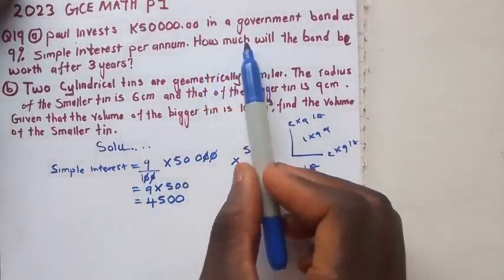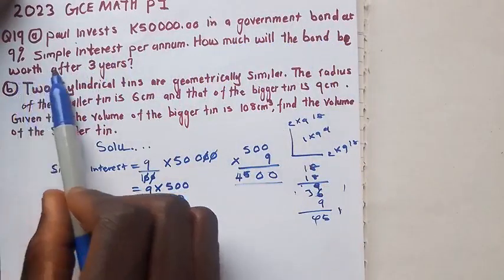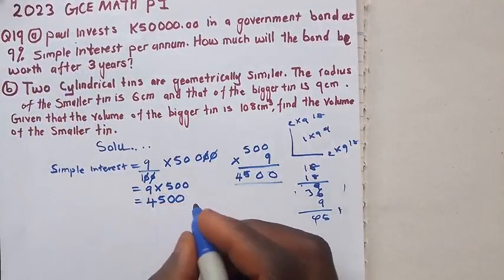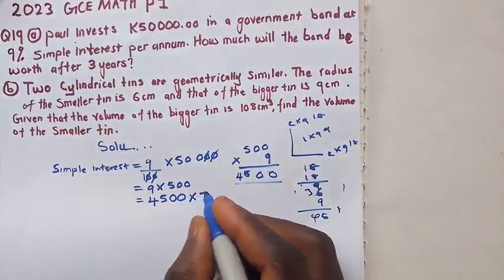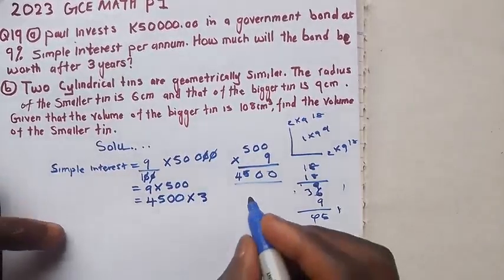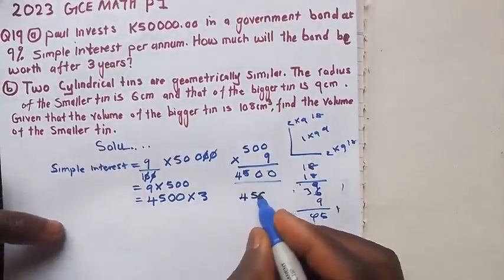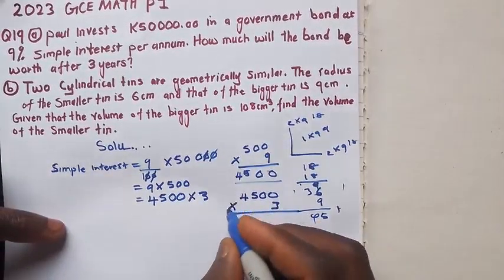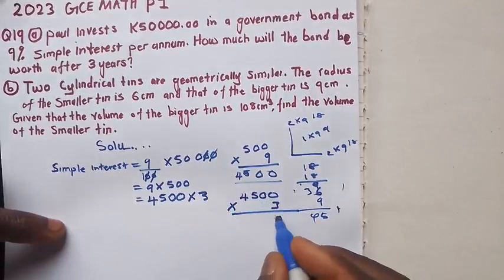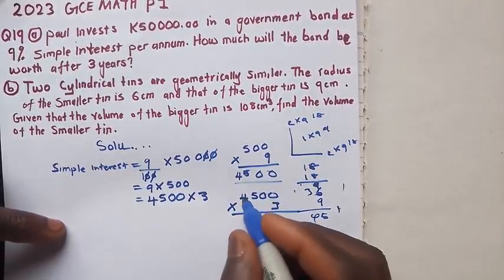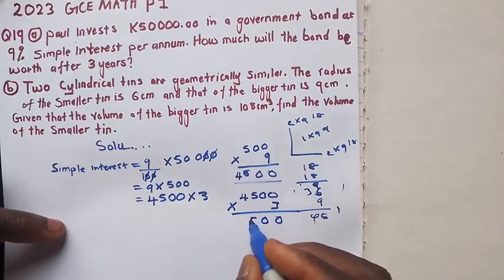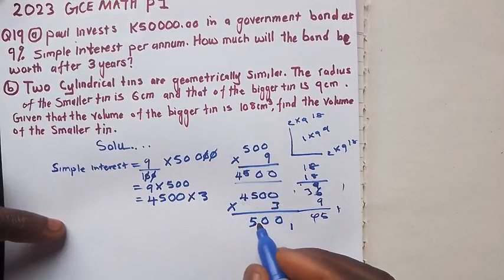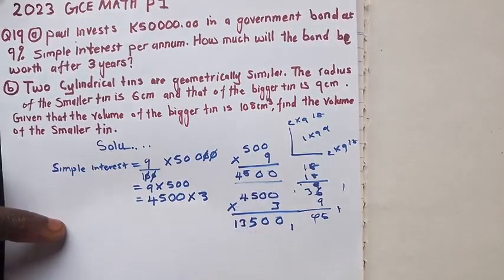Now this one was just for per annum. Now they are saying how much will the bond be worth after 3 years. So which means I'm going to get the same interest, and then I'm going to multiply this interest by 3. So I'm going to say 4,500 multiplied by 3. So in this case here, 3 multiplied by 0, that's 0. 3 multiplied by 0, that's 0. 3 multiplied by 5, that is 15. So I'm going to write 5, remainder 1. Then 3 multiplied by 4, I'm going to get 12, plus 1, I'm going to get 13.